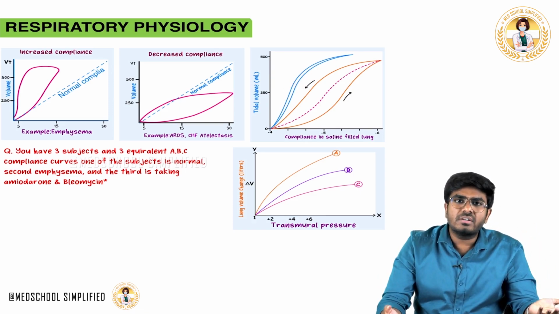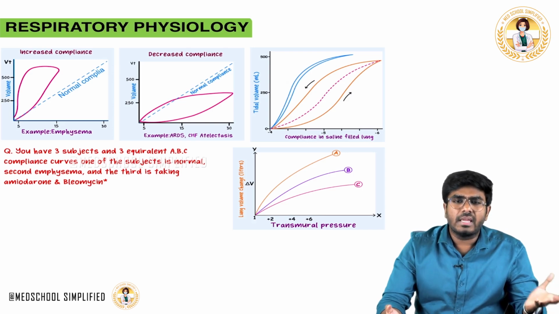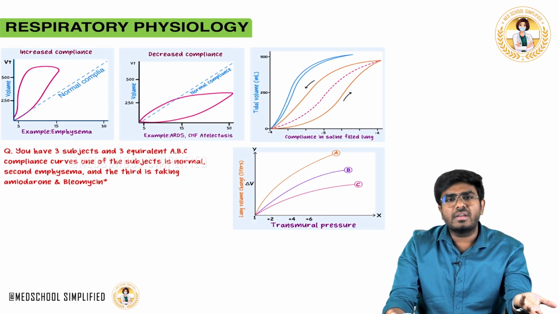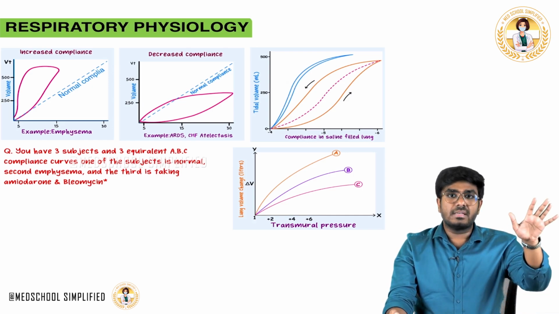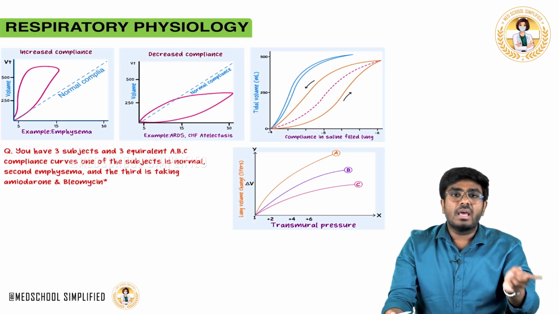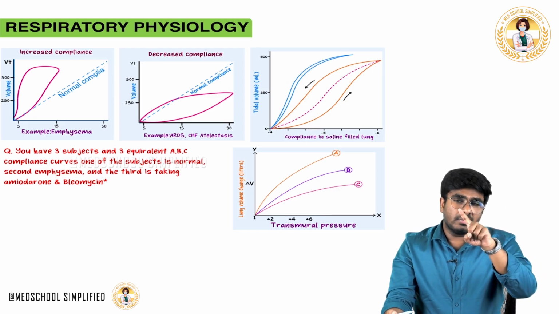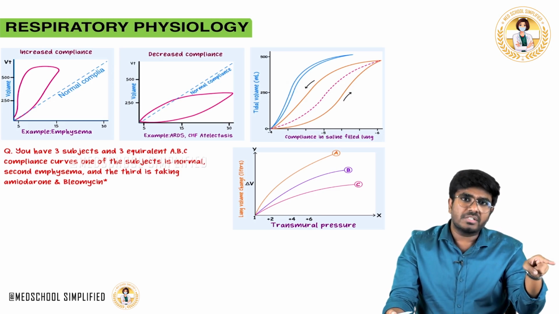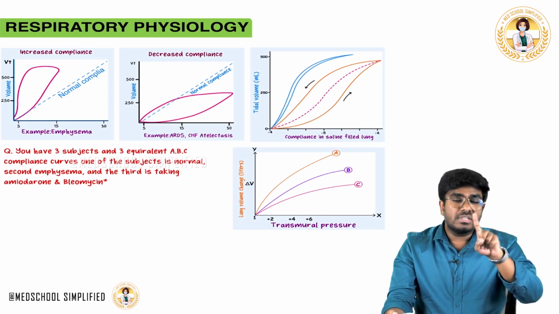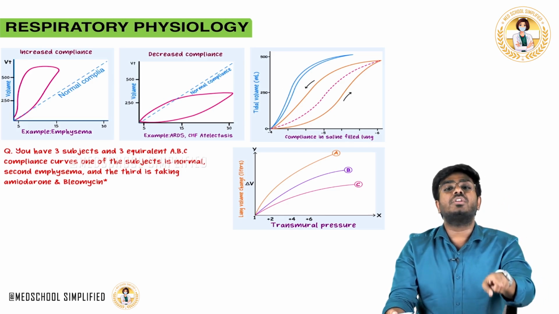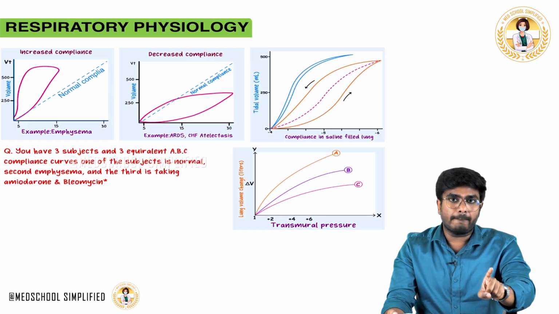Why is there no surface tension? Because there is no air-water interface. In a saline-filled lung, the entire lung is filled with saline. So compliance increases, and there is no hysteresis. Remember this one point: in a normal lung, the compliance during inspiration and the compliance during expiration are different. This difference is due to surface tension, and the difference is called hysteresis. So hysteresis is due to surface tension.